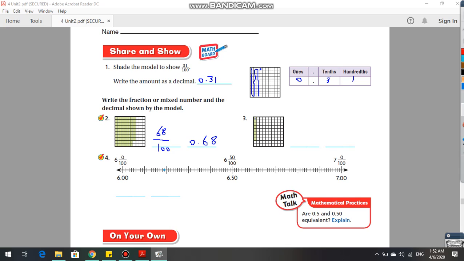Let's see this one. I have 1, 2, 3, 4, 5, 6, 7, 8. 8 as numerator. Now I have how many parts in total? 100. Okay, who can tell me how I'm gonna write it as a decimal? Should I write 0.8? No, if I wrote it like this, 0.8, this 8 will be in the tenth place, right? And I don't want it in the tenth place. I want it where? In the hundredth place.